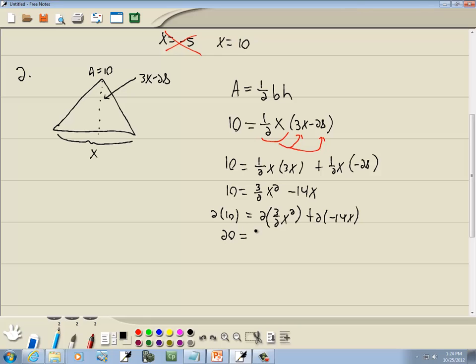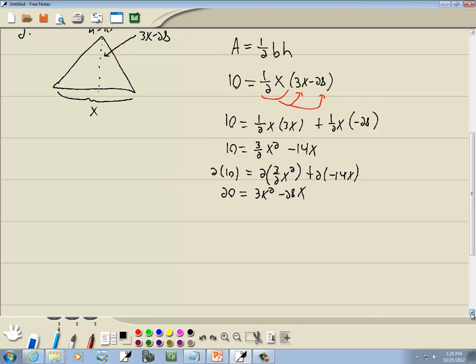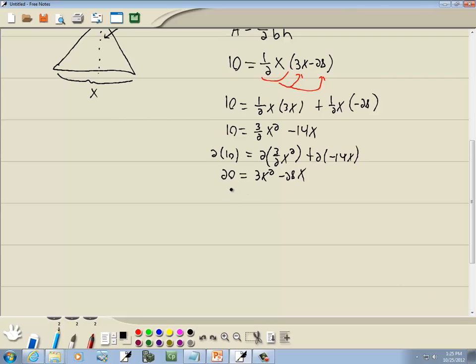Two times 10 is 20. Those 2's would cancel. Gives us 3x squared minus 28x. And now we're solving this, so we want to get everything over to one side and 0 on the other. So I'm going to take 20 over. And we get 0 is equal to 3x squared minus 28x minus 20.